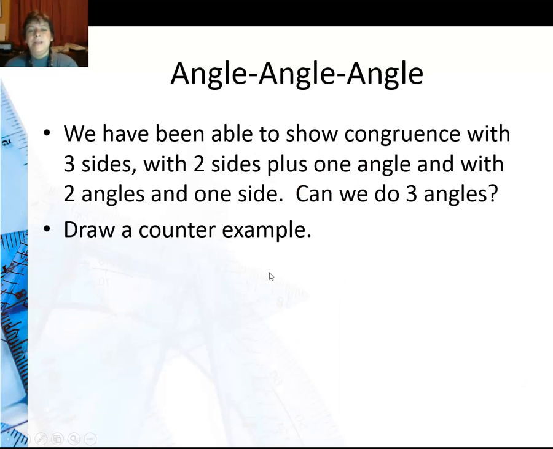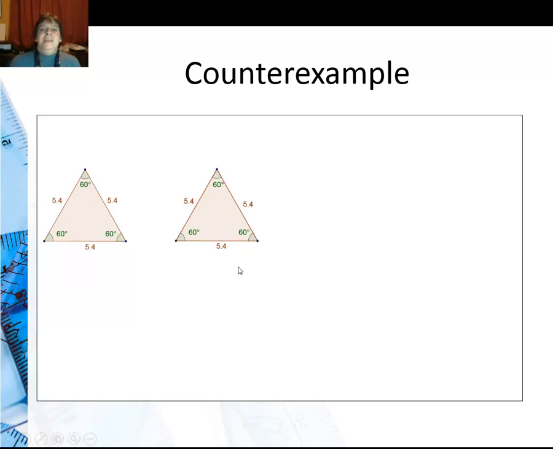So now finally, is angle, angle, angle good enough to prove that two triangles are congruent? We had side, side, side, side, angle, angle, side, angle, angle, angle, side, not side, side, angle, and hypotenuse-leg. Are three angles enough to prove they're congruent? Well, I told you, draw a counterexample, so you can guess now. I'm going to start with the ultimate counterexample, the equilateral triangle.